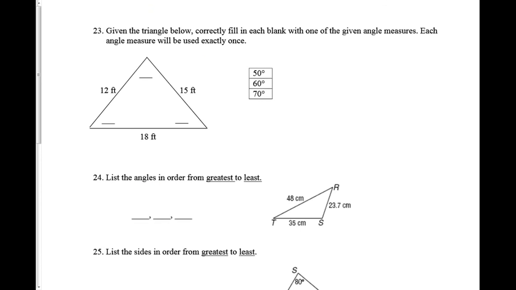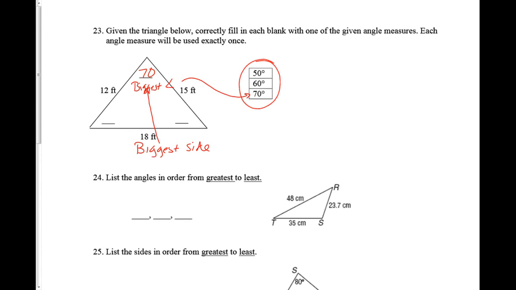Number 23, we have this triangle, and we have these three angles that we want to place somewhere. All we know is these sides. So what I know is this is the biggest side, and across from the biggest side, this has to be the biggest angle. So I come over here and I find the biggest angle. That's 70, which means this has to be the 70-degree angle.